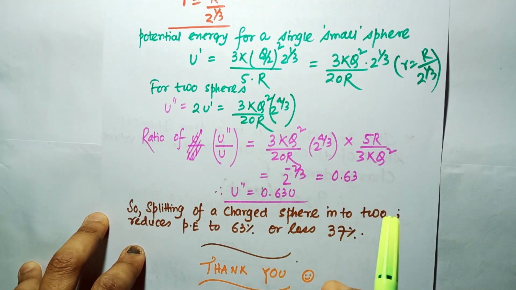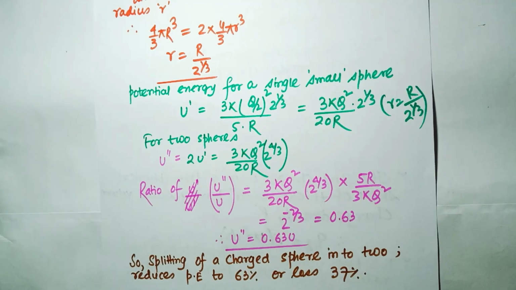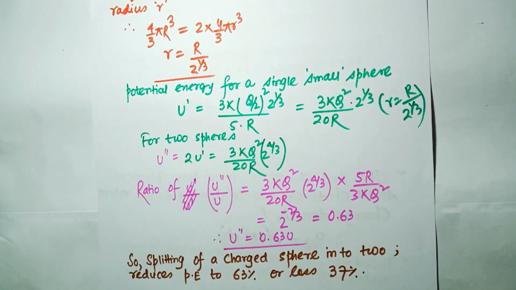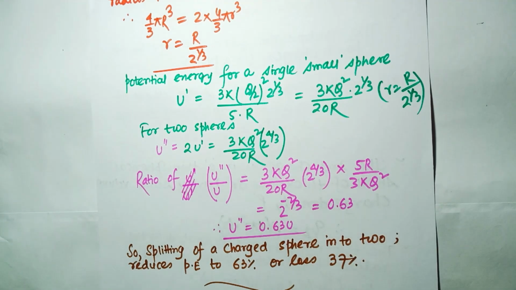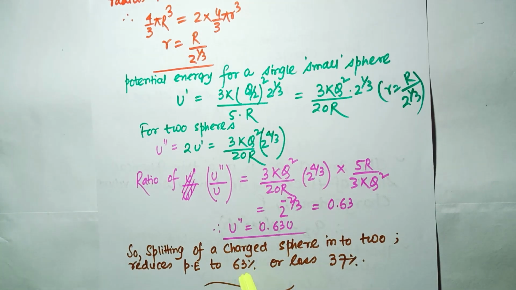So friends, you will see that in the nuclear fission process, when a bigger nucleus gets divided into some equal or some unequal sizes of nuclei, its potential energy gets decreased.